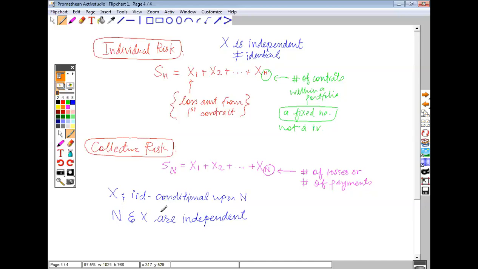So the number of policies I have sold to other people. And if those are known, if the number is known to me, then I would categorize it as individual risk. And again, there is one thing they should satisfy: all the amounts should be independent and not identical. And in collective risk, I again don't know the number of losses that I might incur.